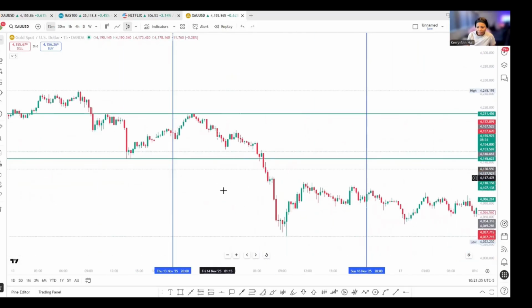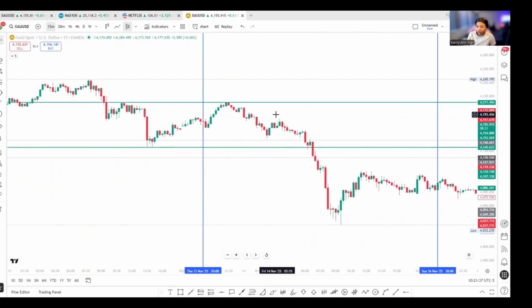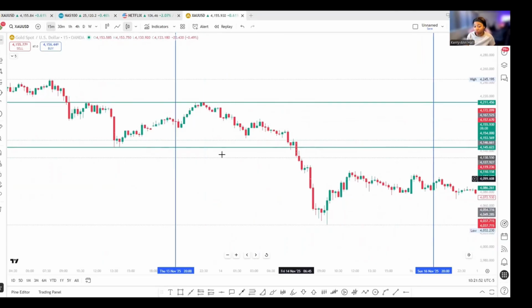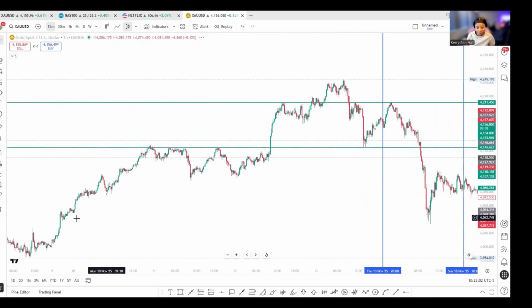So on this day, what would you do? You could probably say, you know what, my setup that I look for doesn't show up, I don't take a trade, right? Or you could look at what market is actually doing and set yourself up for success based on structure. So we break below here with huge momentum. We pull back into it and reject.